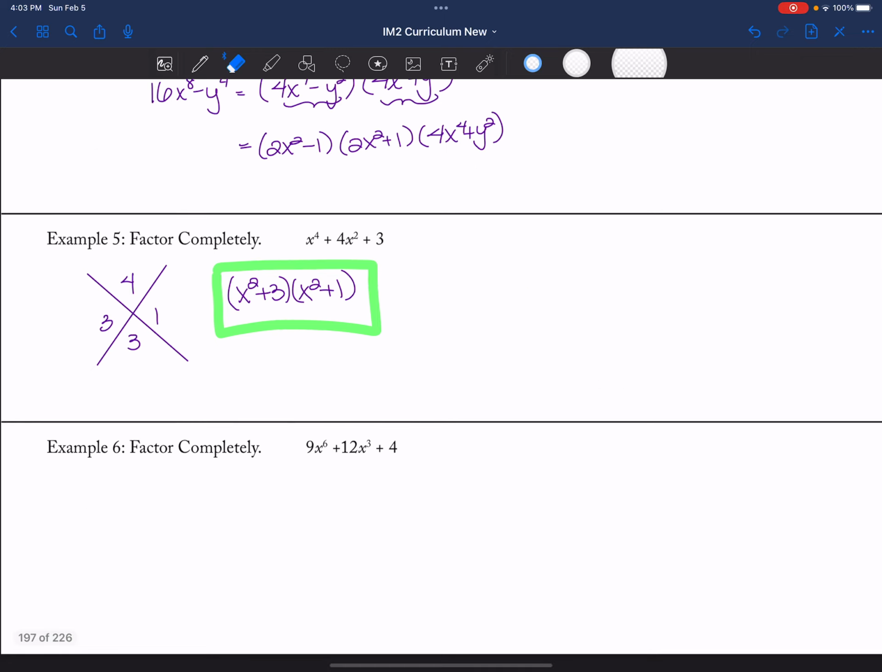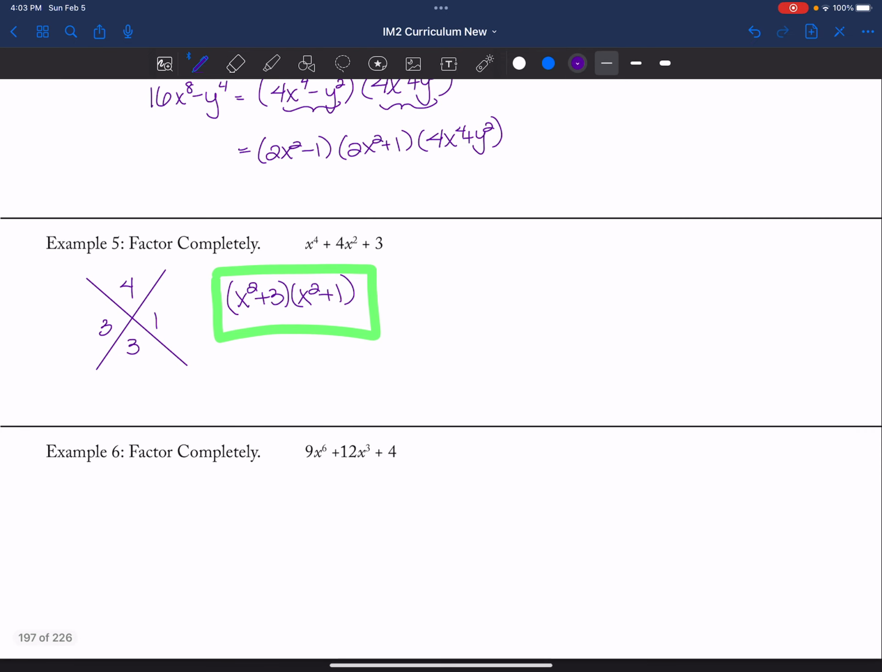Okay, so now my 9x to the 6th, 12x cubed, and 4. So I'm going to do my little thing. I put 12 on the top, 36 on the bottom, so my 2 numbers are 6 and 6, because factors of 36 are 1 and 36, 2 and 18, 3 and 12, 4 and 9, and then 6 and 6.